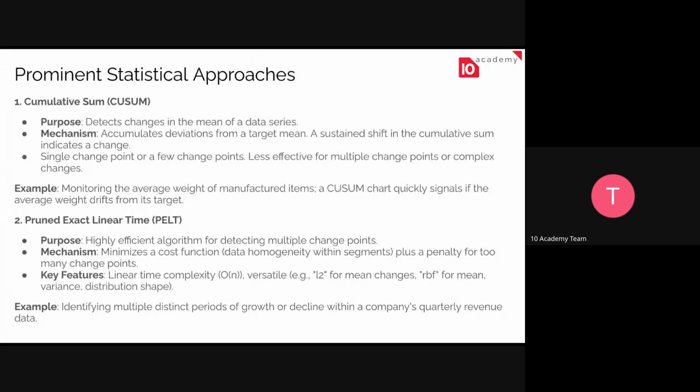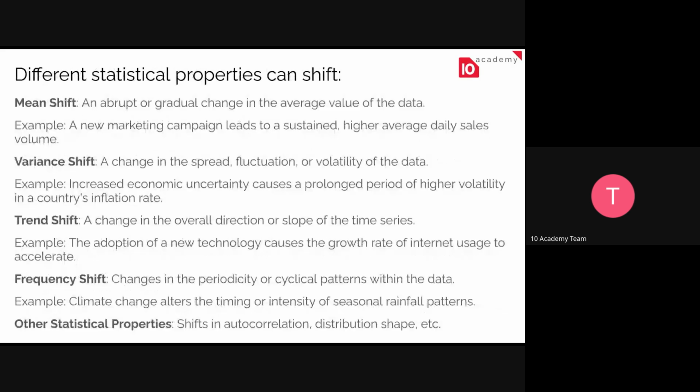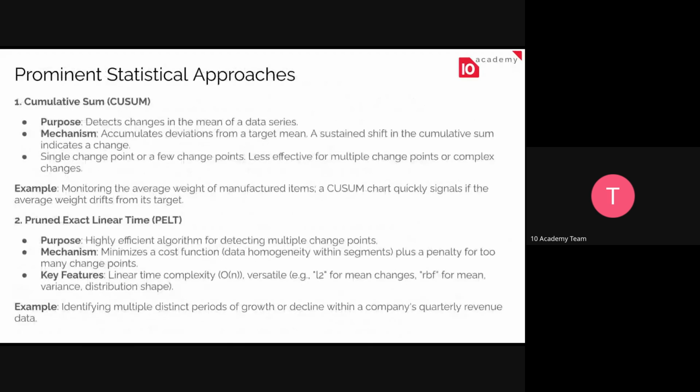So let's see some approaches that will help us find or identify these change points. The first one is the cumulative sum. As the name implies, the purpose is to detect changes in the mean of the data series. If the mean changes dramatically, we have seen it from the mean change. We basically are going to identify the mean shift. So it detects changes in the mean of the data series.